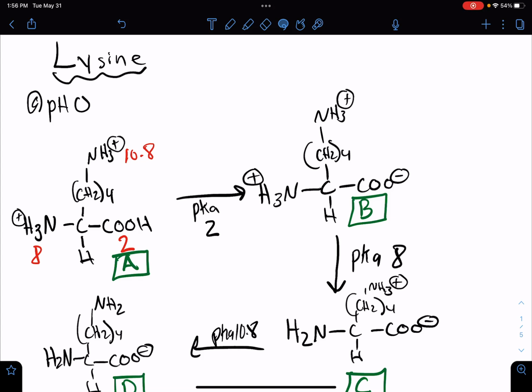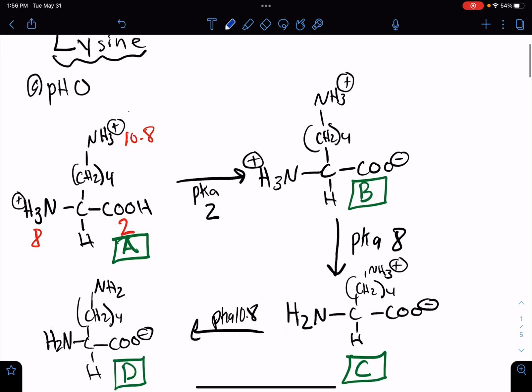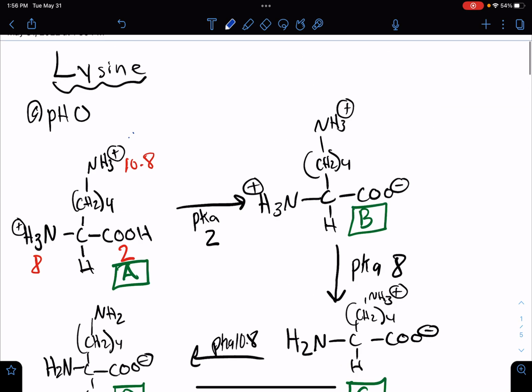Hello, so I'm going to be doing the titration of lysine. I did some work ahead of time, so it makes it a lot smoother. On the bottom right here, this is the chemical structure of lysine at pH 0.